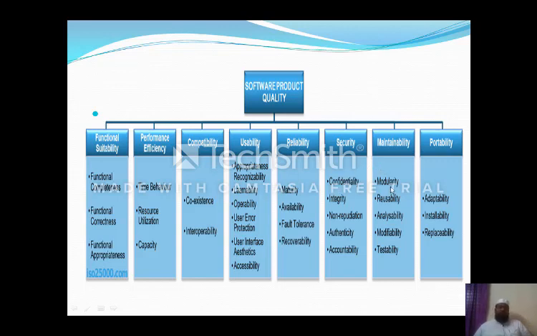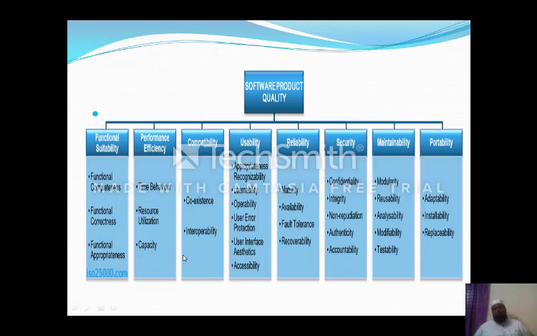Security: confidentiality is one of the main attributes. Integrity is one of the main attributes. Non-repudiation, authenticity, accountability. These are the 5 factors which will be dealt with in your network security subject. These are the security concerns. Maintainability includes modularity, reusability, analyzability, modifiability, testability. At last, the portability factor, which has the adaptability factor, installability factor, and replaceability factor. So these are the various software product quality attributes which will apply along the timeline.